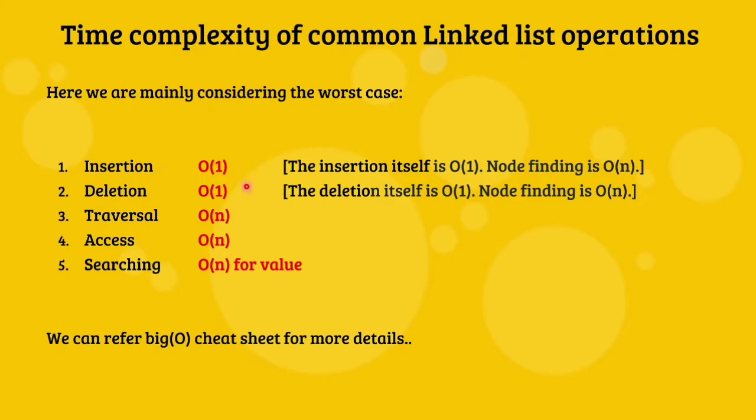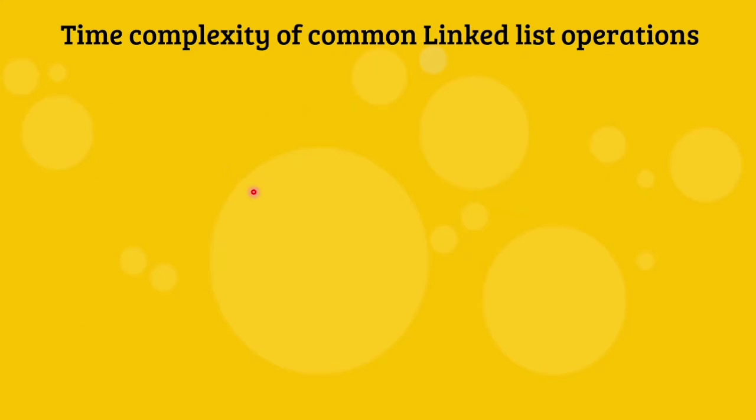So always keep that in mind. The same way we have deletion. For deletion also, we have the same thing. The node deletion itself is O(1), but yes, node finding is O(n).